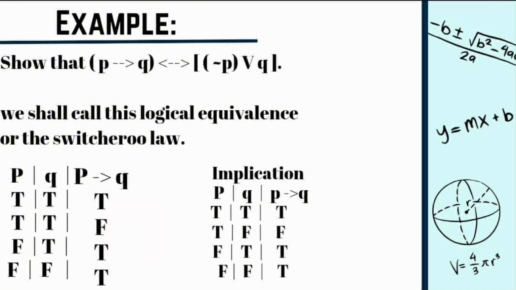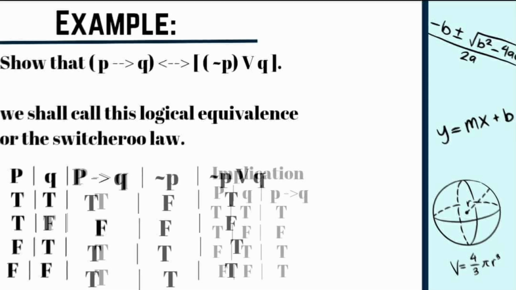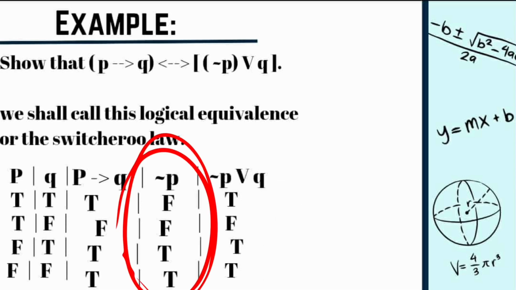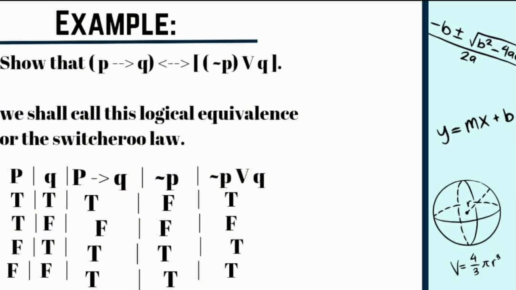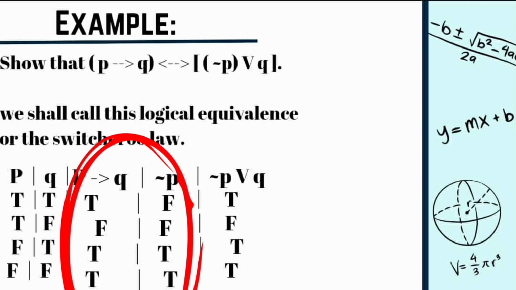And then let's add another column for not P. For not P we will just look at the values of P. Given the value, we're going to negate it because of the symbol for negation. So from true that will become false, and from false that will become true.